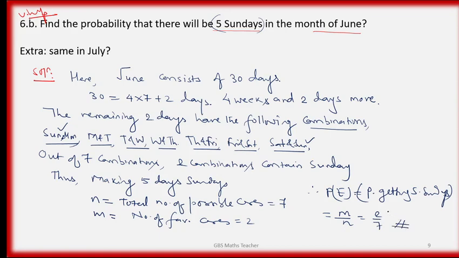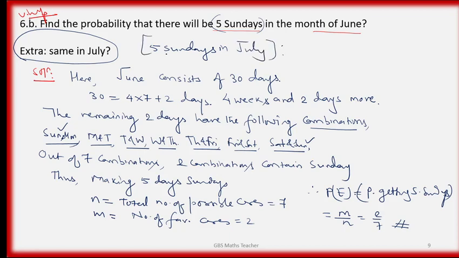It's a very good question. Then you have to try, this is extra for you: same in July, 5 Sundays in July. Let's try what is the probability of getting 5 Sundays in July. This is for your practice.